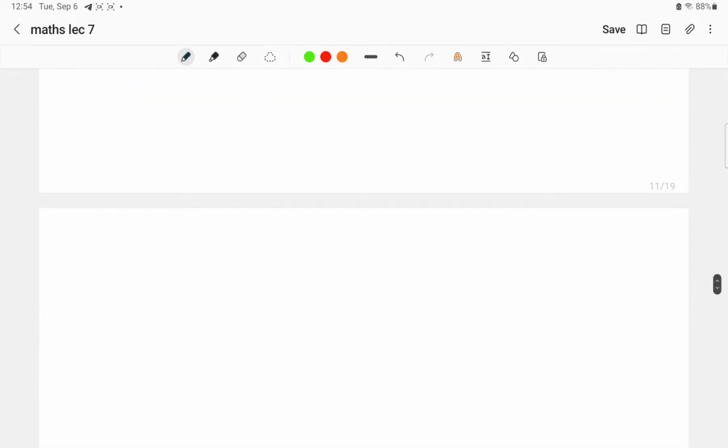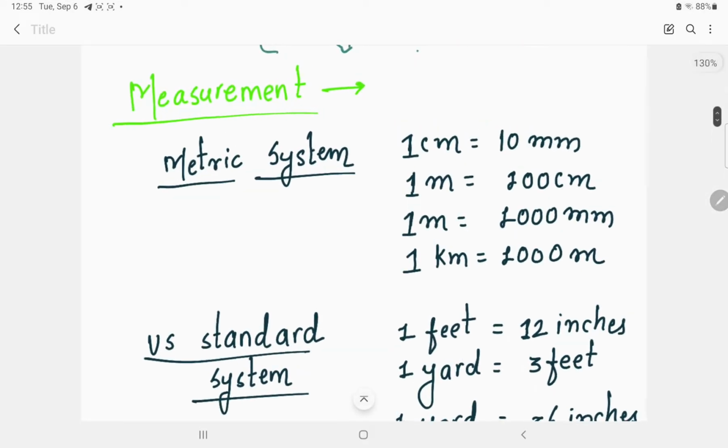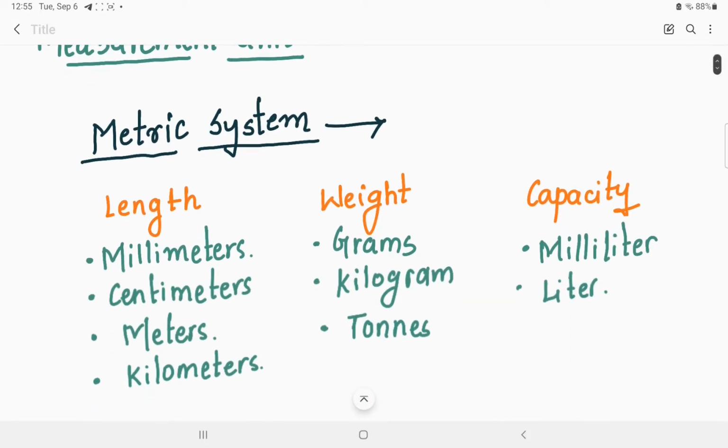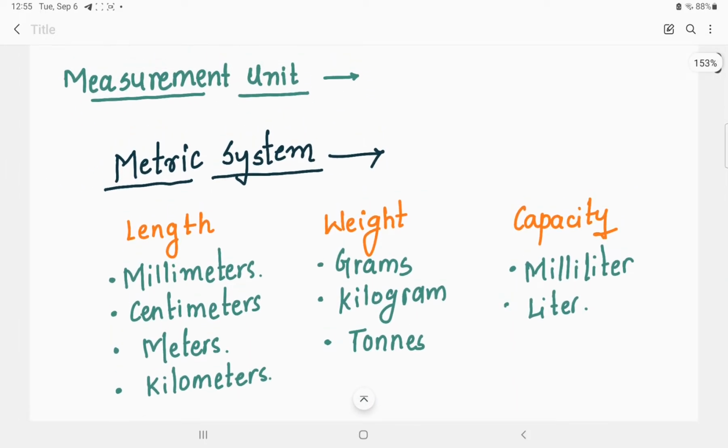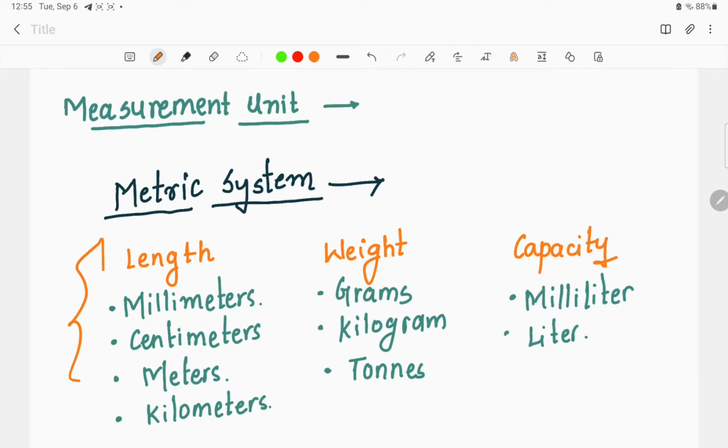Now let us discuss this in detail again. Measurement units: as I told you, there are different systems, like the metric system and the US measurement system. These are the two different systems in which we measure physical quantities. In the metric system, if we want to measure length, these are the different units used, and if we want to measure weight, these are the units used, and for capacity these are.